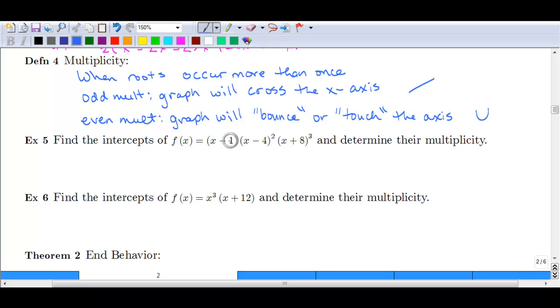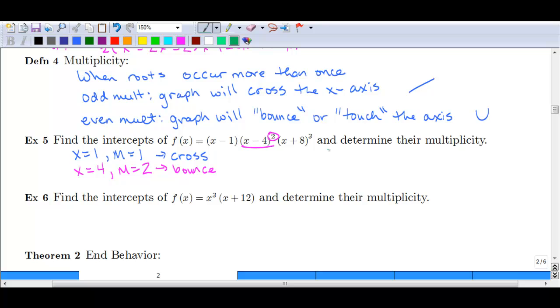So our first root here, x minus 1, would give us a root of x equals 1. And our multiplicity, we can just use capital M in this case. Multiplicity in this case, it only happens once. There's no exponent. And since that is an odd multiplicity, it will cross the x-axis. The next root that we have, x minus 4 squared, will give us a root of 4, which has a multiplicity of 2, because that's our exponent there. And since it is an even multiplicity, it will bounce or touch, whichever you prefer.